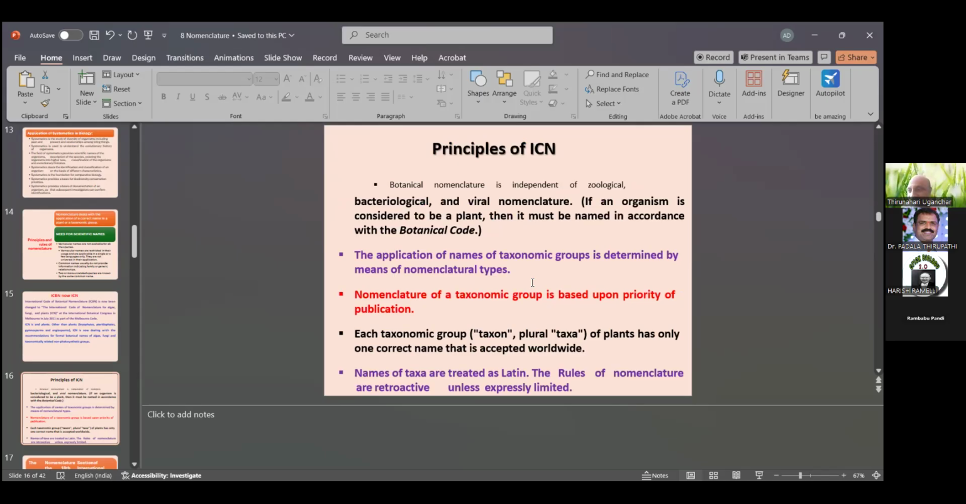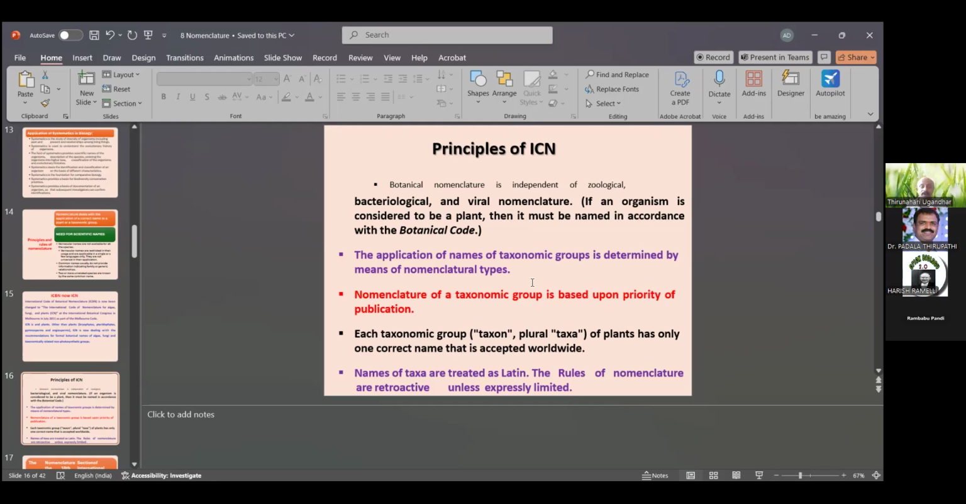Then the principles of ICN. So what are the principles? Botanical nomenclature is independent of zoological or botanical names. Then bacteriology and viral nomenclature are also in accordance with the botanical codes. So we make changes to the classification systems or nomenclature types. The application of the names of taxonomic groups is determined by means of nomenclature types. These nomenclature types are taxonomic groups based upon the priority of publication.